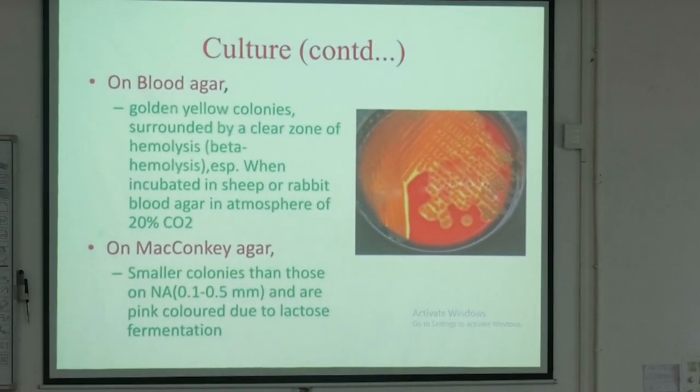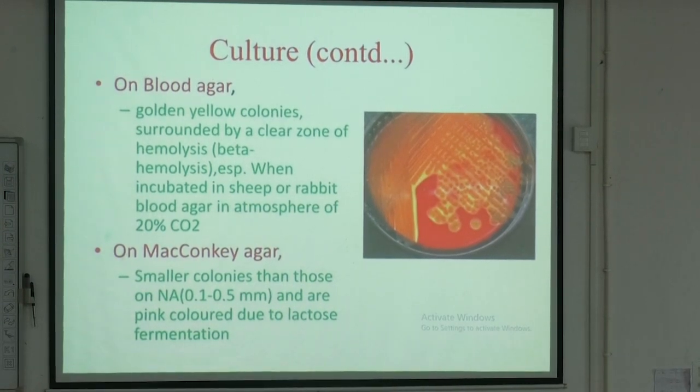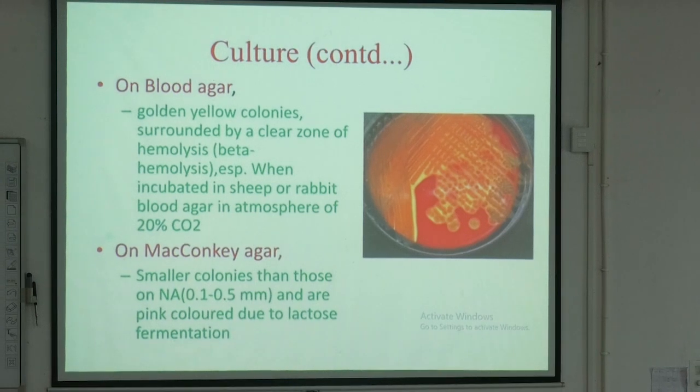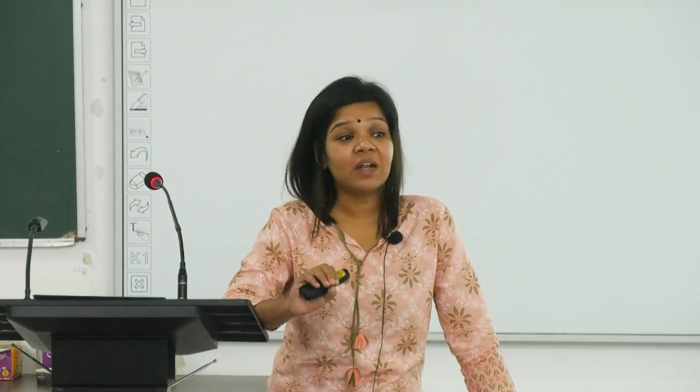Here we can see a golden yellow colony surrounded by a clear zone of hemolysis, beta hemolysis. This point is important: when incubated in sheep or rabbit blood agar in atmosphere, it shows the most effective result. In practical class I told you, those of you in B batch, we get human blood agar. We do not get sheep blood agar. But gamma and beta hemolysis are best seen in sheep blood agar. In human blood agar we can see it but rarely.